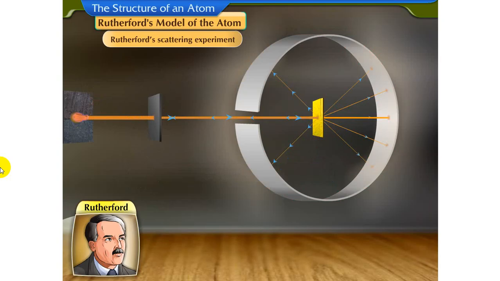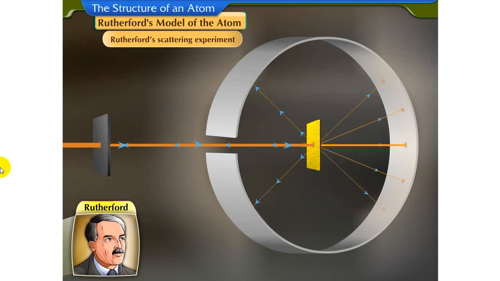But the observations he made were quite unexpected. He observed that most of the alpha particles passed straight through the gold foil. Some were deflected through small angles and some were deflected through large angles. Very few appeared to bounce back.